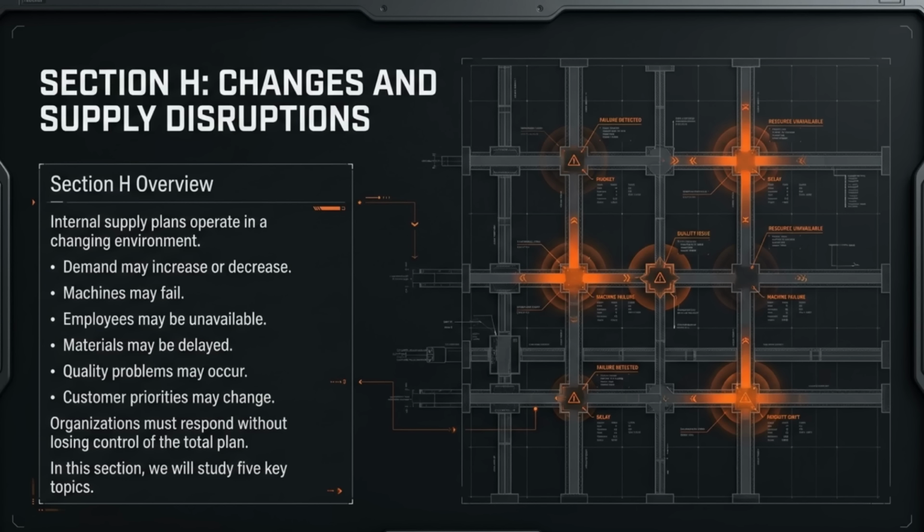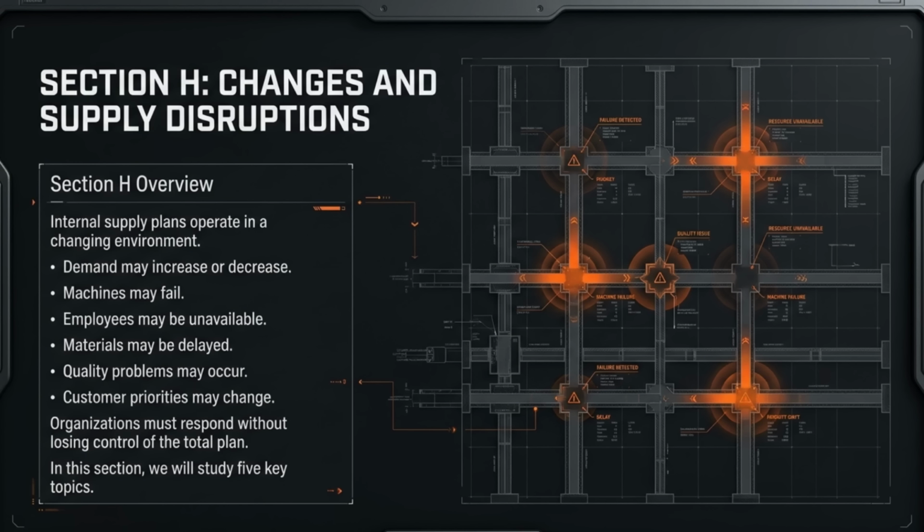Section H. Changes and supply disruptions. Section H Overview. Internal supply plans operate in a changing environment. Demand may increase or decrease. Machines may fail. Employees may be unavailable. Materials may be delayed. Quality problems may occur. Customer priorities may change. Organizations must respond without losing control of the total plan.